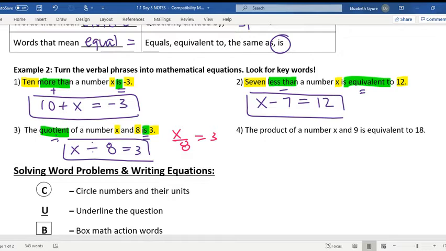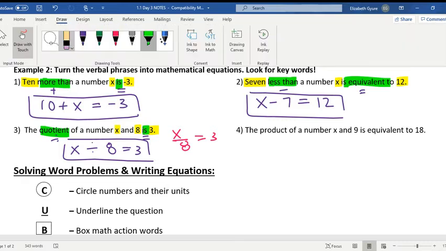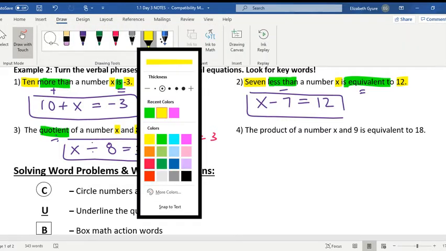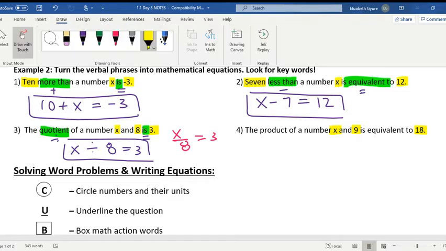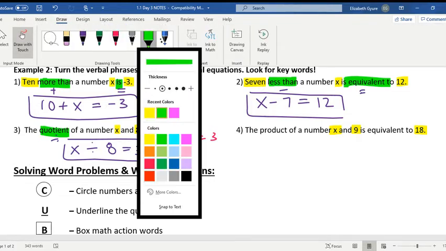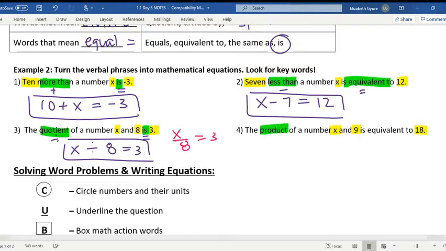All right, and then number 4, last one of these. So let's see here. We got the product of a number X and 9 is equivalent to 18. Where are my numbers at? Alex. Yeah, X, 9, what else, Alex? 18. Where are my math action words at? Bailey. Yeah, product of and equivalent to. Very good. Bailey, what does product of mean?